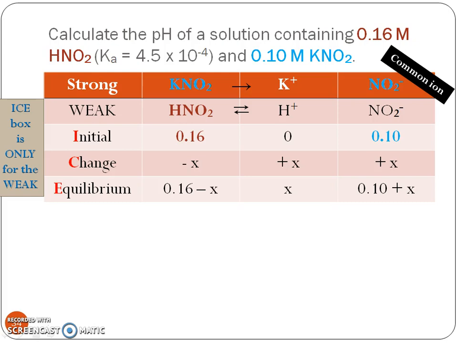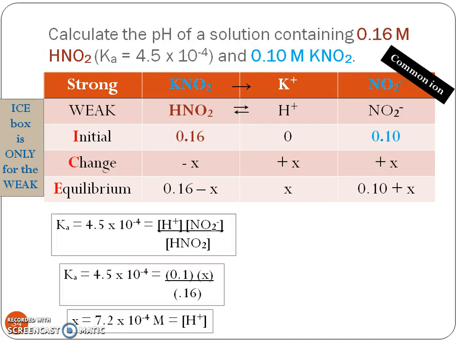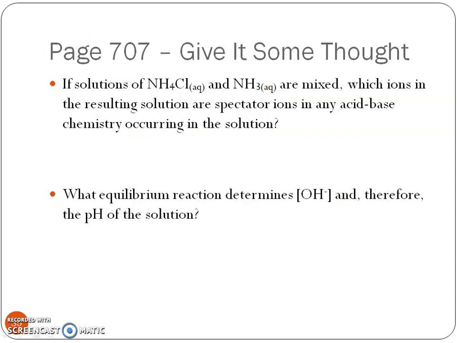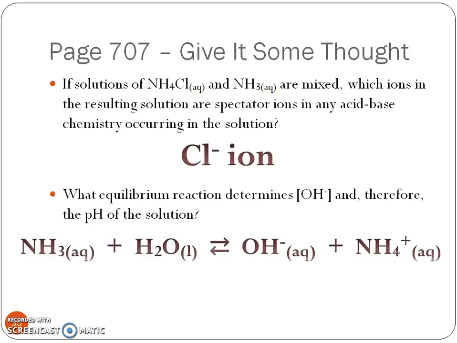So here's our icebox. Hopefully you can fill all of that information out. Hopefully you can figure out the K and solve for X. And in this case, again, your X value is your H plus value. So then you can plug and chug for pH. So give it some thought, pause, and see if you can come up with some answers. Hopefully that you got. And that you got.